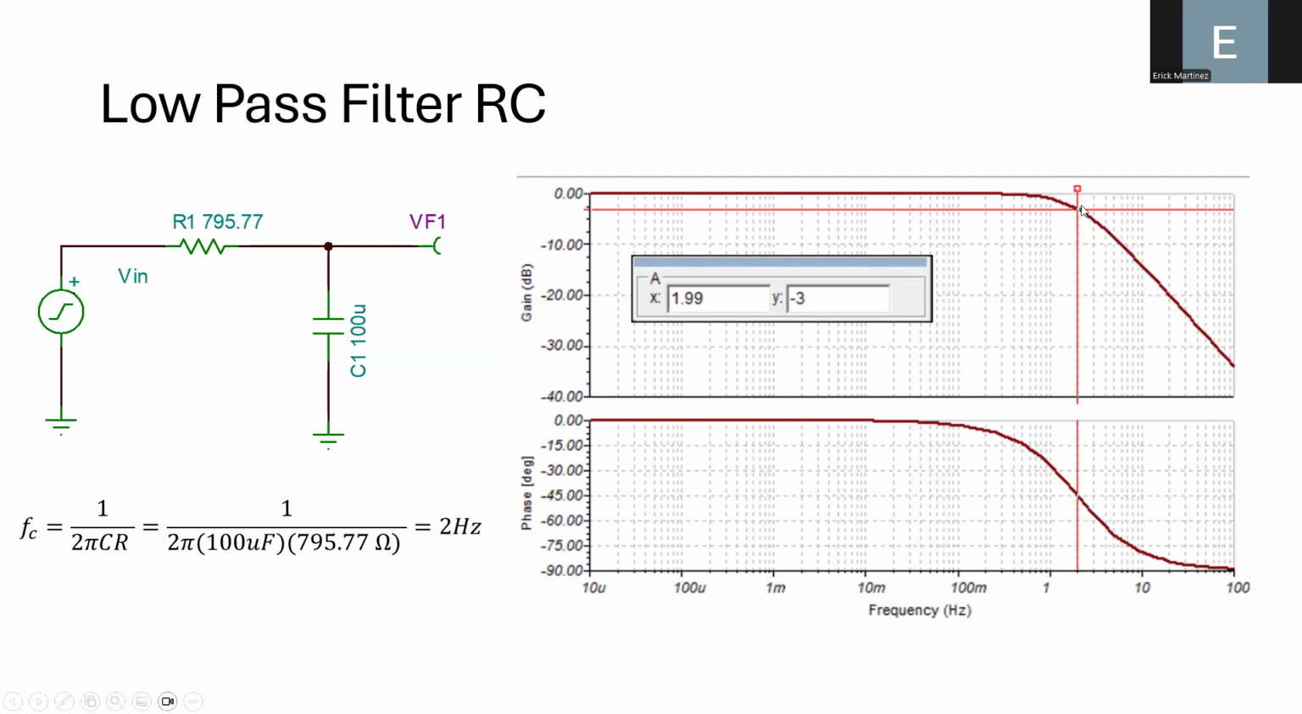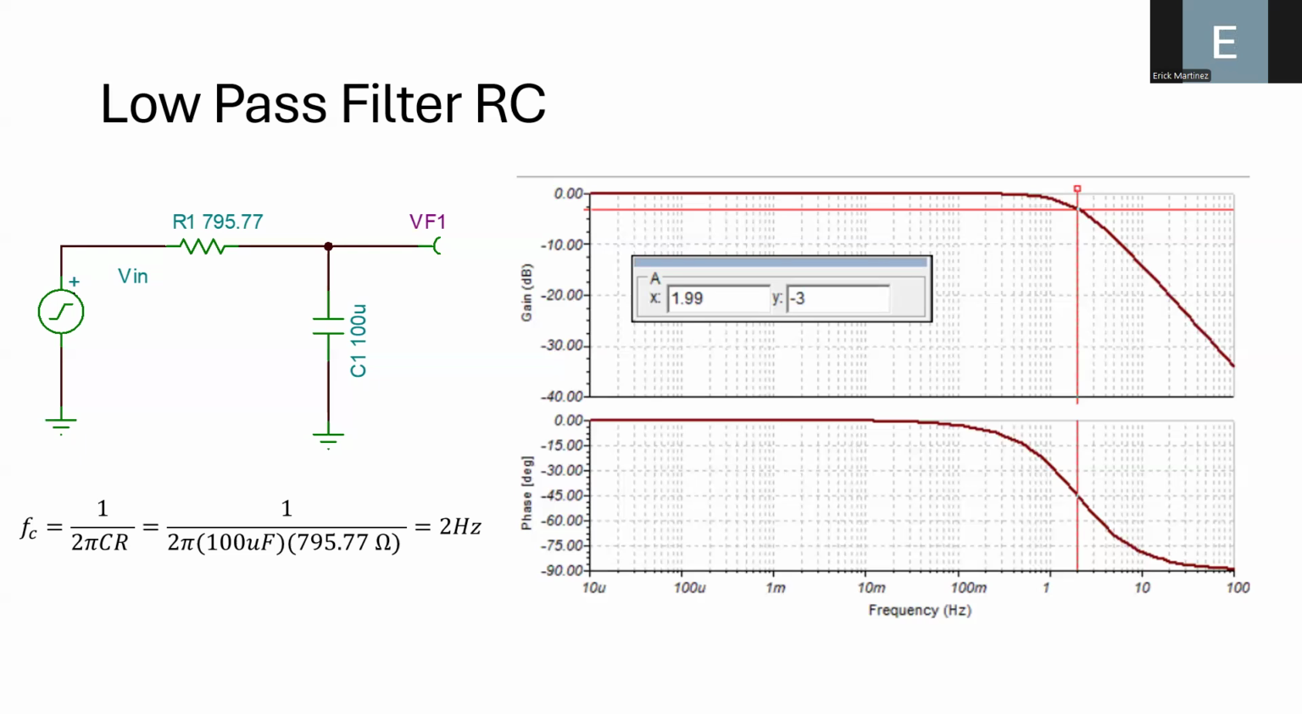In fact, I place this cursor to show you that this is approximately the value of 2 hertz. And we can see that there is a decay at the cutoff frequency of -3 decibels. That is a characteristic of these filters: at the cutoff frequency, you will have a decay of -3 decibels. We can use TINA to produce this Bode plot, which is basically the frequency response of the system. This is the input voltage and this is the output voltage, so TINA is automatically computing this behavior.